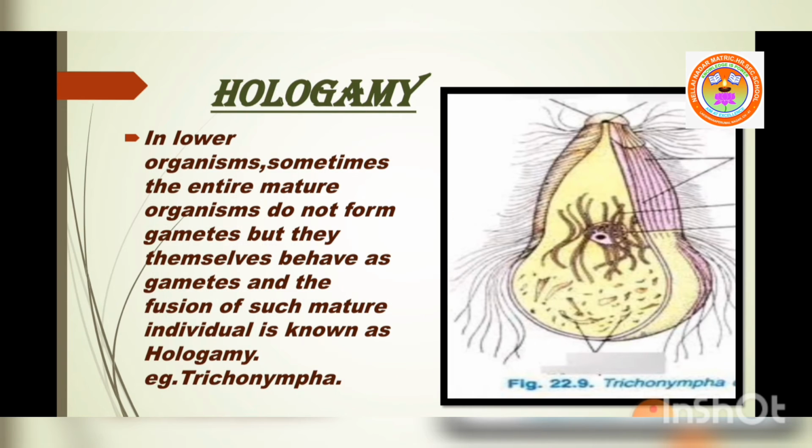So next type, hologamy. What is hologamy? In lower organisms, sometimes the entire mature organism does not form gametes, but they themselves behave as gametes, and the fusion of such mature individuals is known as hologamy. Example, Trichonympha.